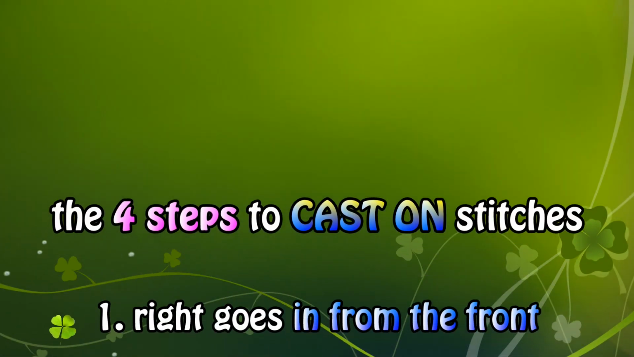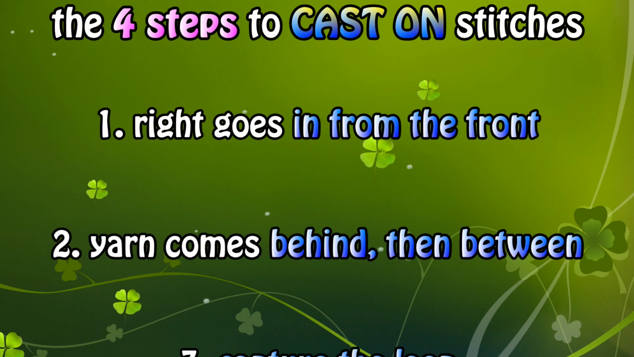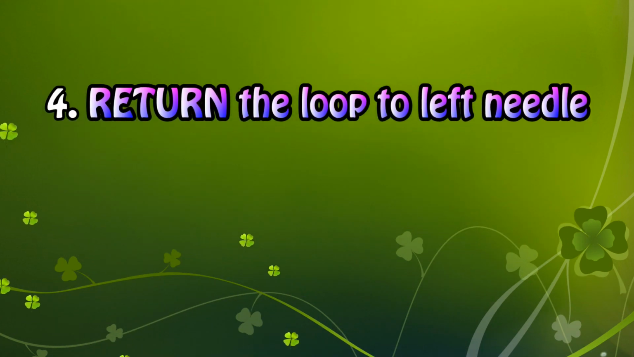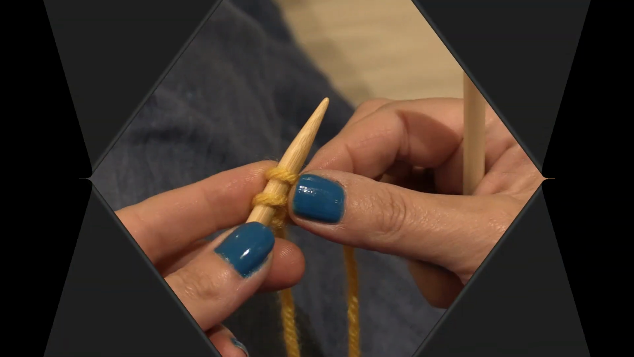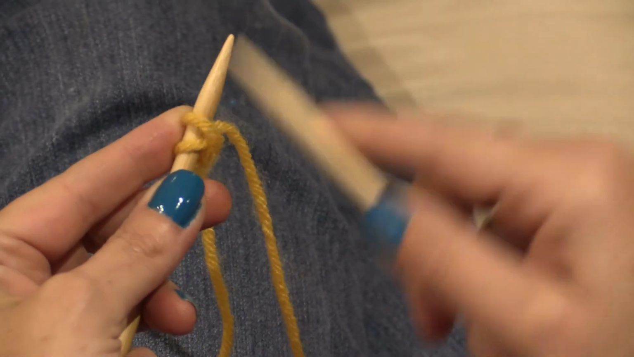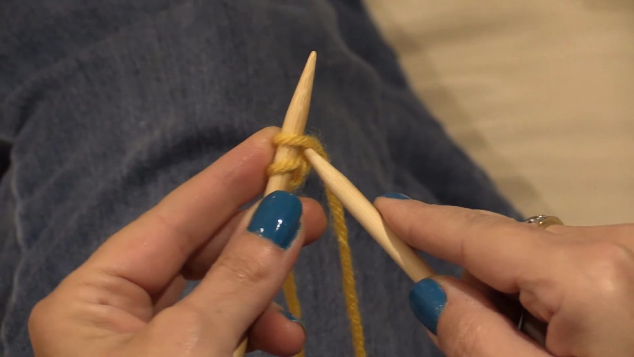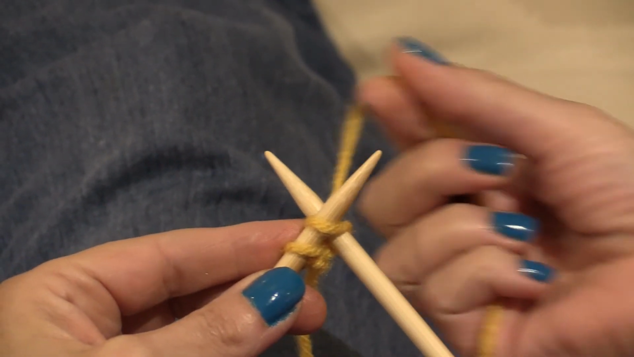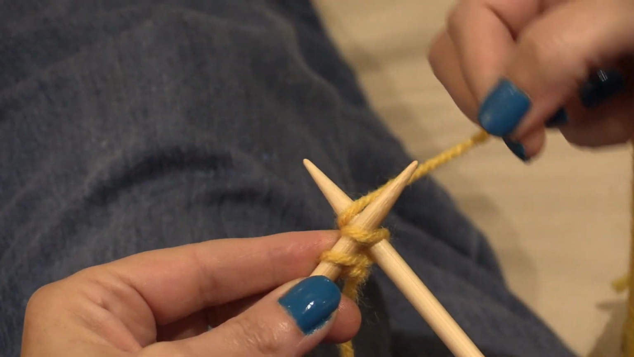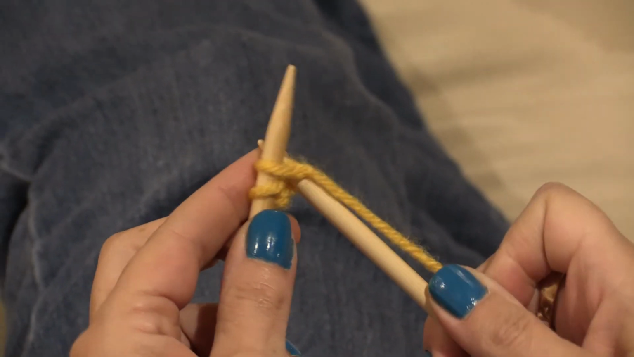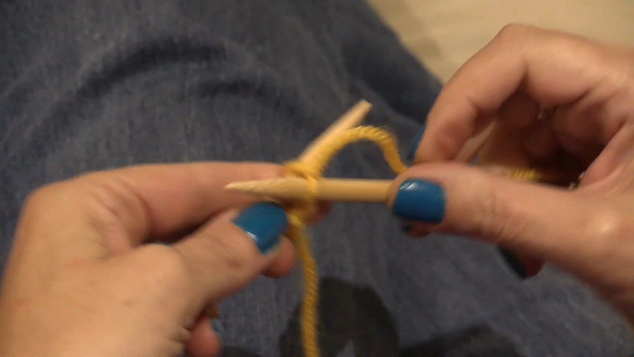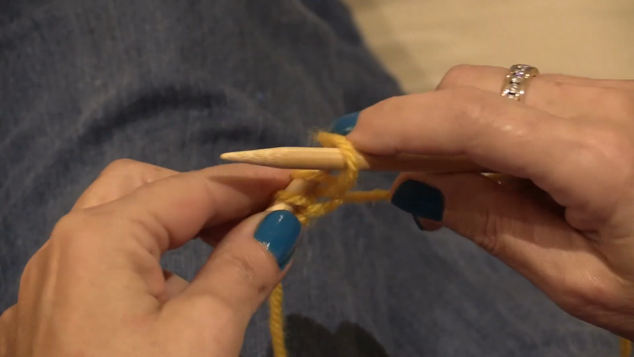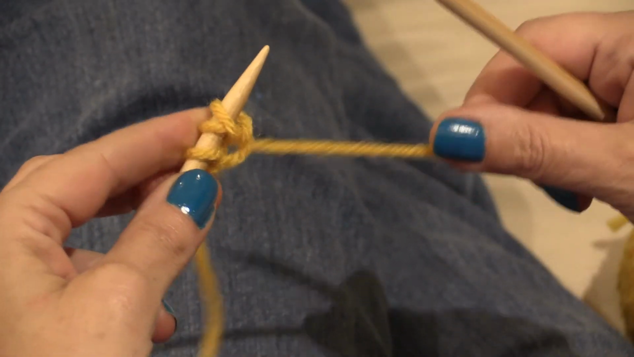The 4 steps to cast on stitches. Right goes in from the front, yarn comes behind, then between, capture the loop, return the loop to the left needle. Take your right needle, go into the new loop you just made, take the yarn, go behind, bring it around, capture the loop, and put the loop back on. Pull the yarn.